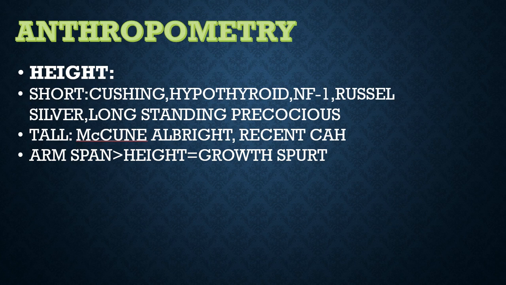The first thing is the height. If a child who presented to you with precocious puberty has short stature, you can rule in Cushing, hypothyroidism, neurofibromatosis 1, Russell-Silver, long-standing precocious puberty. But if a child presents with precocious puberty and is tall, he might have McCune-Albright and recent CH. But if a baby has arm span greater than height, then that is a growth spurt.